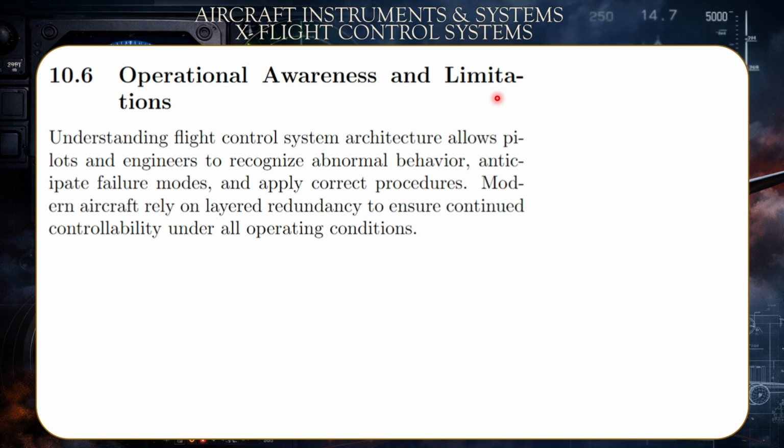Operational awareness and limitations. Understanding flight control system architecture allows pilots and engineers to recognize abnormal behavior, anticipate failure modes, and apply correct procedures. Modern aircraft rely on layered redundancy, which is necessary and important to ensure that in case you had a failure, another system would back you up and to guarantee continued controllability under all operating conditions.